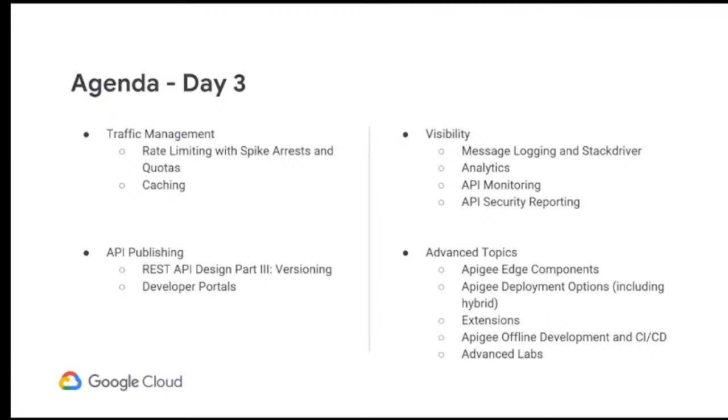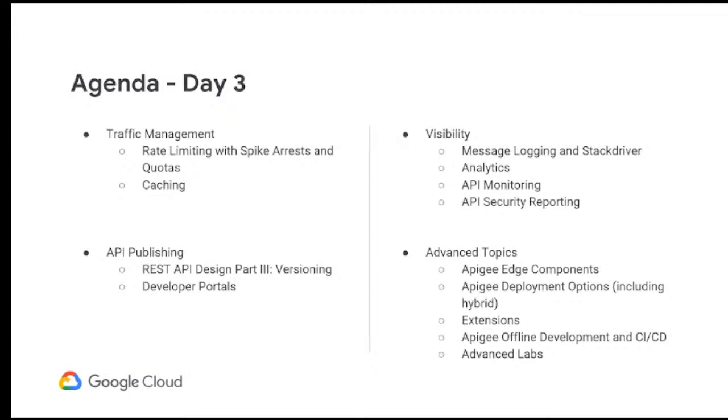So after rate limiting and caching, we will cover REST API design part three, the versioning concepts, and the developer portal. We'll see the Apigee live API portal and how it works. After that, we will cover the topics of logging with Stackdriver, analytics, API monitoring, and API security reporting, and how Apigee supports that.